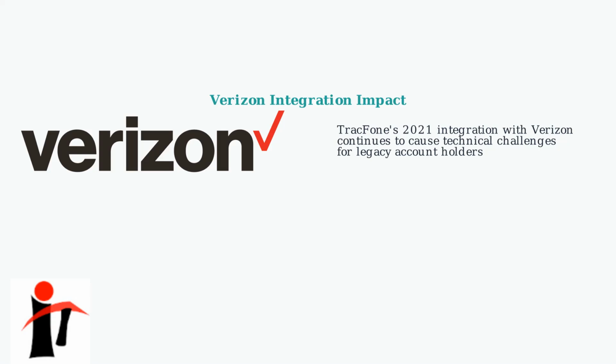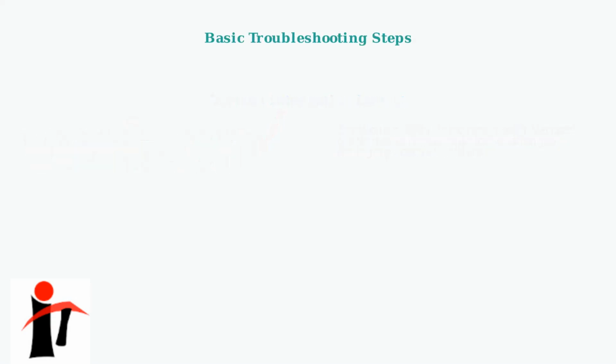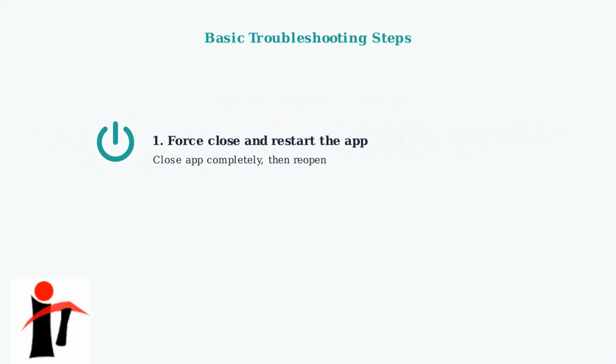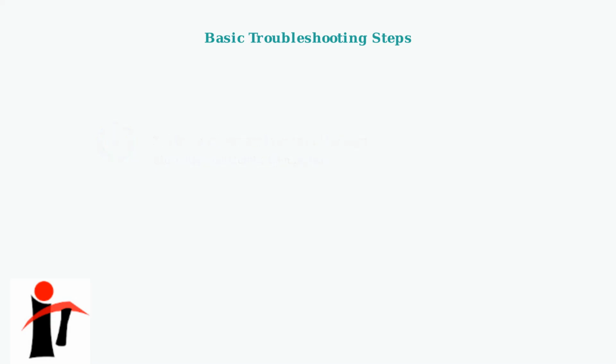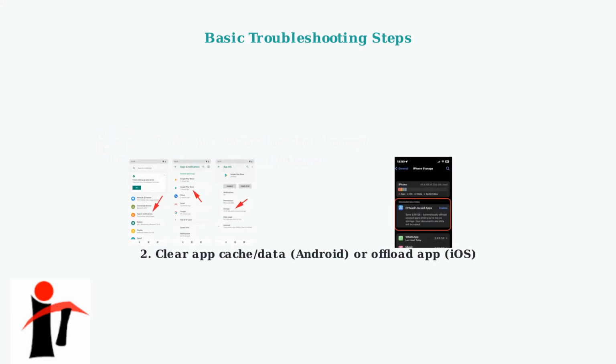The ongoing system unification continues to create technical challenges, particularly affecting users with legacy accounts that are still being migrated to the new infrastructure. The first troubleshooting step is to force close the TracFone My Account app completely and then restart it. This clears temporary memory issues that may be causing the app to malfunction. Next, clear the app's cache and data. On Android devices, go to Settings, Apps, find TracFone My Account, and clear cache and data. On iOS devices, go to Settings, General, iPhone Storage, find the app, and select Offload App.